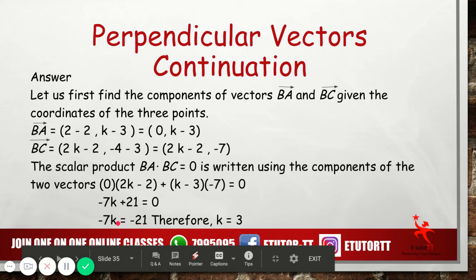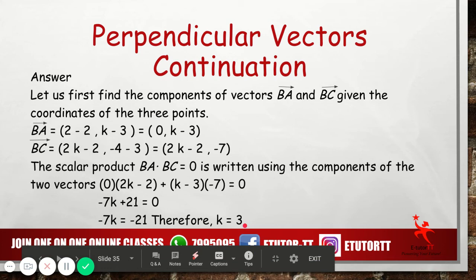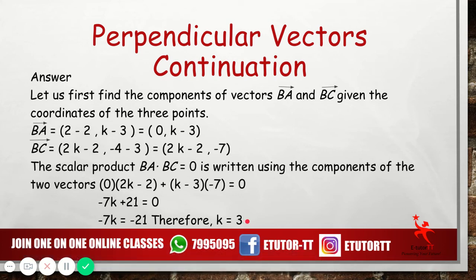Now in order to get 1k, we need to divide this by negative 7. And because we divide by negative 7 on the left-hand side, same rule applies. So we have to divide by negative 7 on the right-hand side. So we get k is equal to 3. And the reason it's a positive 3 is because a negative divided by a negative gives us a positive. 21 divided by 7 is 3. So k is equal to 3.